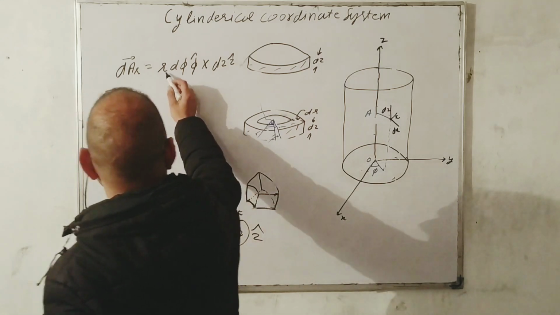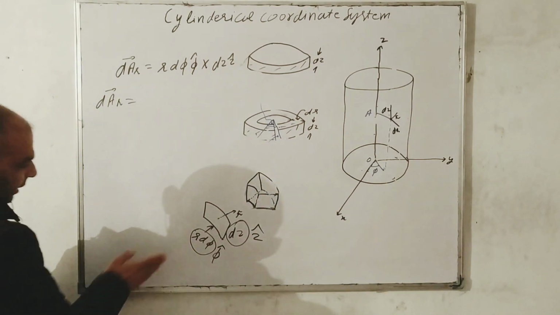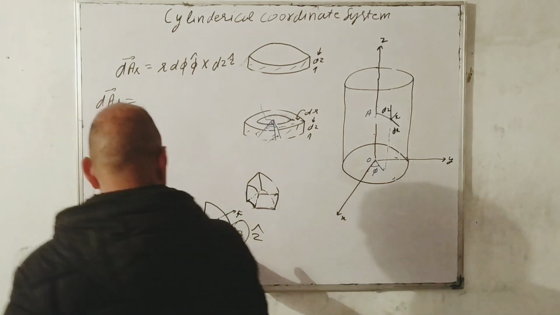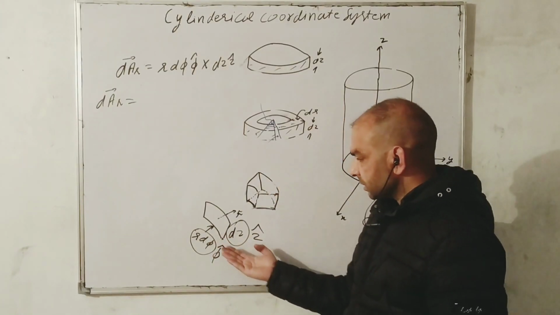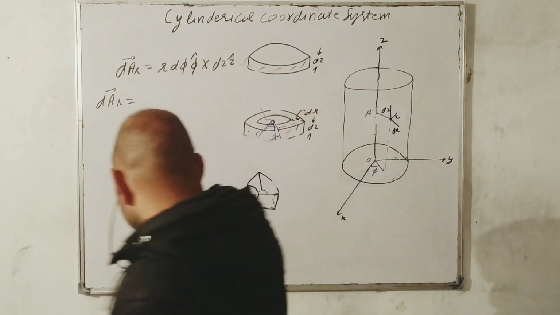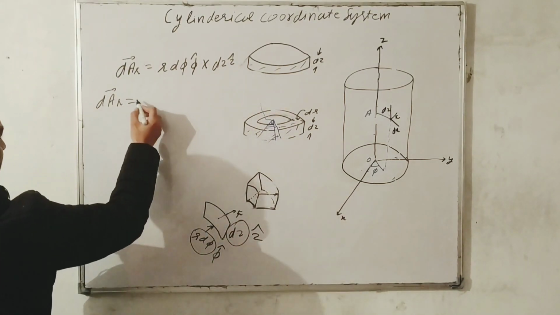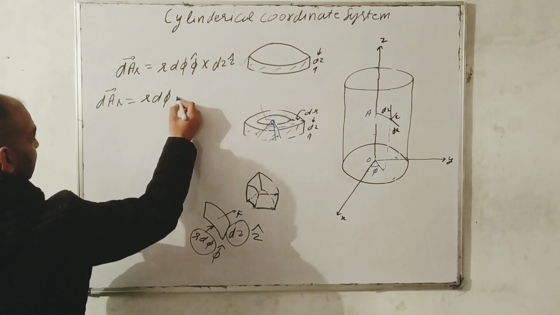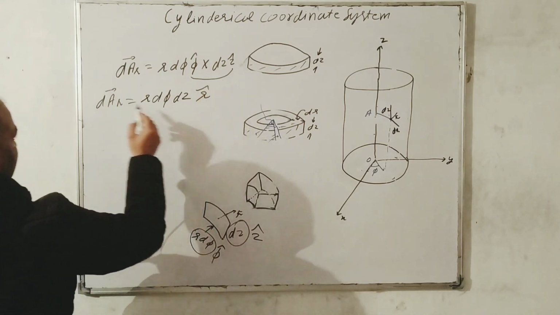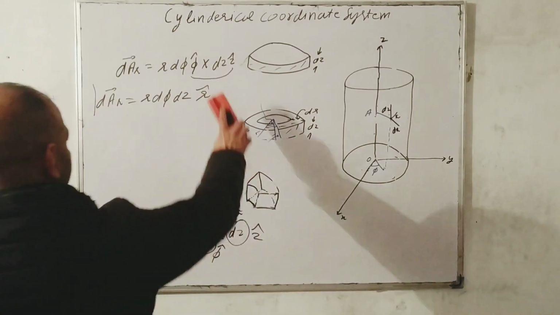dA r vector is equal to r d phi cross dz. For r d phi, we take our hand along the direction of r d phi, then we curve it toward z. So it will be perpendicular to this, along phi cross z. It will be r d phi dz, and phi cross z will be r cap. So this is the area element along the r direction.